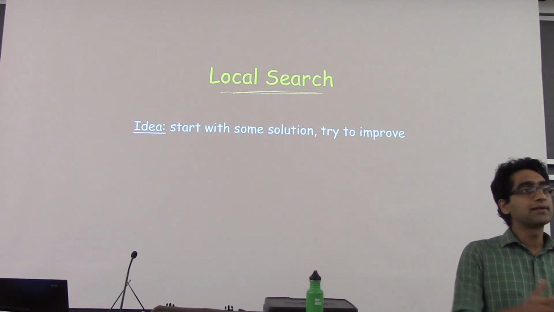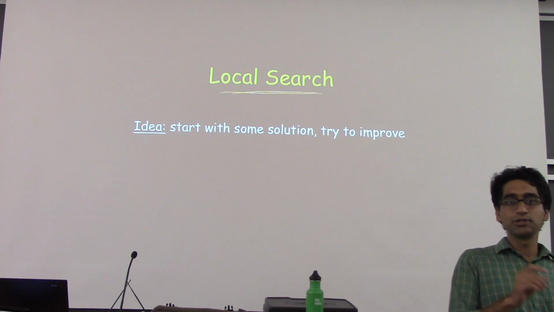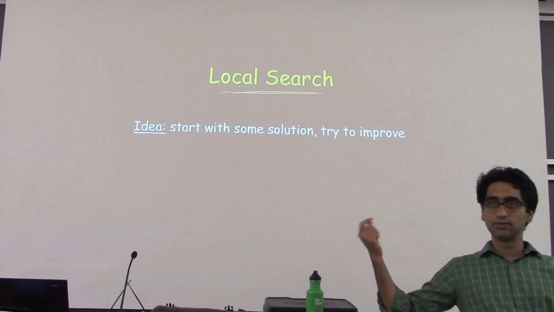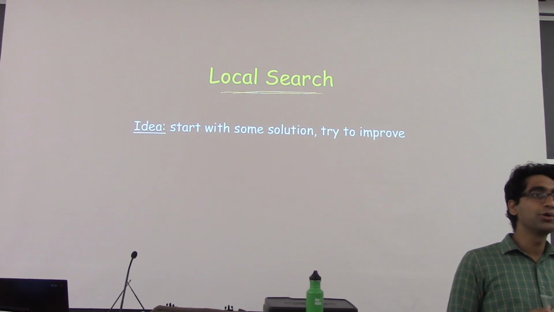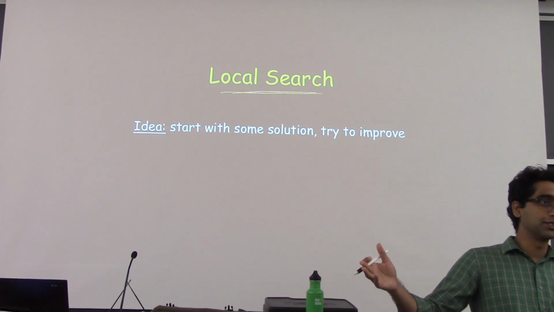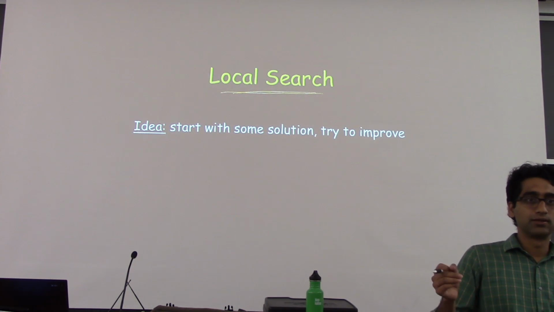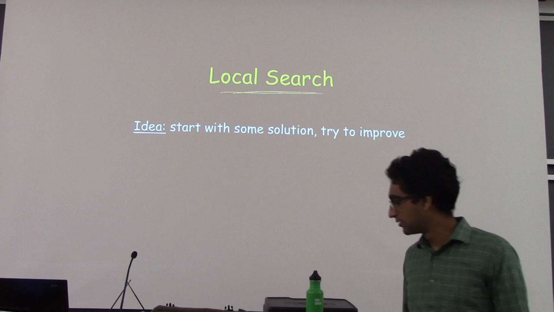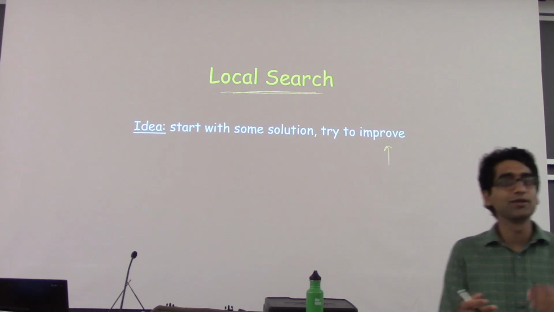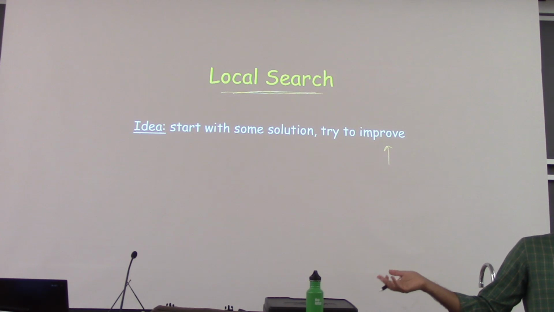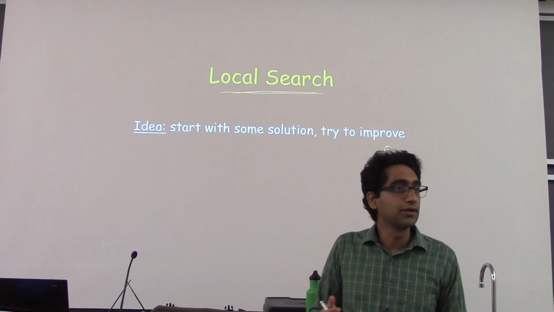So far we've been trying to build solutions carefully, right? Like in a greedy algorithm, you start off with an empty solution, and you build one by picking the best thing at every step. What local search tries to do is, you start off with a full solution, an arbitrary full solution, and you try to improve it. This is what one does in life for many things, right? You start out with something and then slowly tweak it over time. And it turns out algorithms that you develop like this are often quite good.